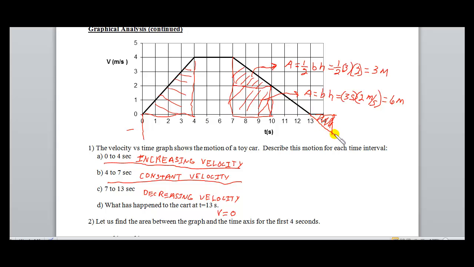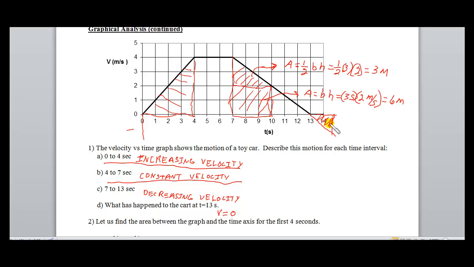Here's the actual graph. If it went in the reverse direction, here's my time axis. We would have to find the area of this region right in here using my equation for a right triangle. And keeping in mind that one of the velocities was negative. Okay, one of the factors was negative, and therefore the displacement would be negative because, as we said earlier, it's going backwards.